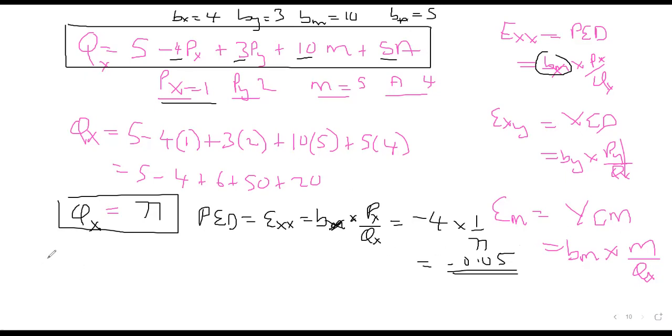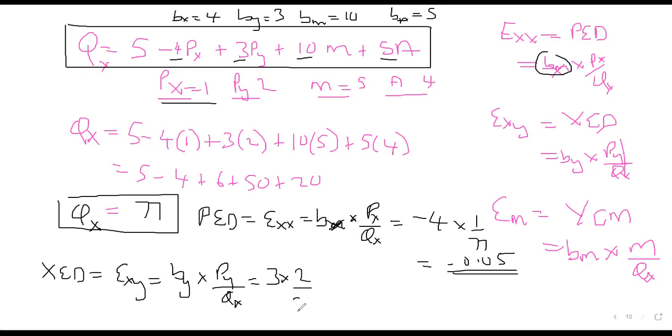All right. Then we go to cross price elasticity of demand. So this is elasticity from good X to Y. So here we're going to go to the gradient for good Y times the actual price for good Y over the quantity of X. So what is the gradient for good Y? +3. And the actual price for good Y is 2, over 77. So here we're simply going to have 6 over 77, which will give you +0.077. So here I commented, what type of good is this? It is a substitute good. Substitute goods have positive cross elasticity of demand.